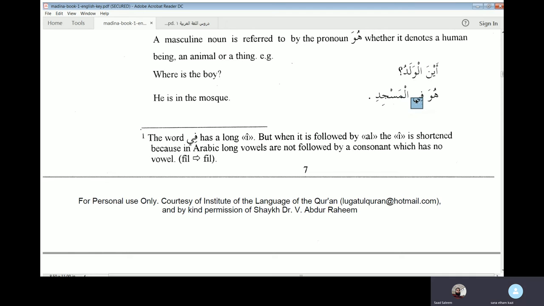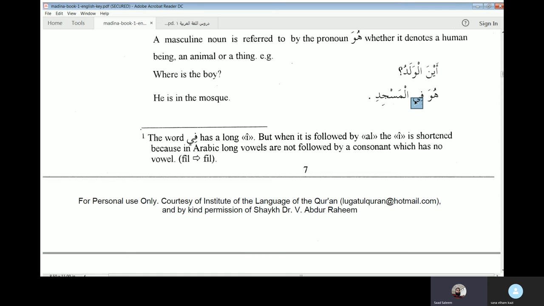Okay, what is a consonant in Arabic? Consonant means all pronunciation other than vowels. And what are vowels in Arabic? In Arabic, we have three vowels: Fatha, Kasra and Dhamma.